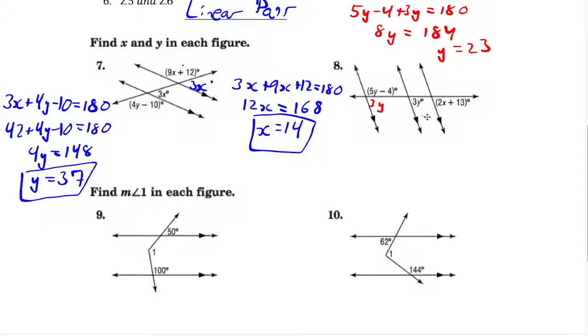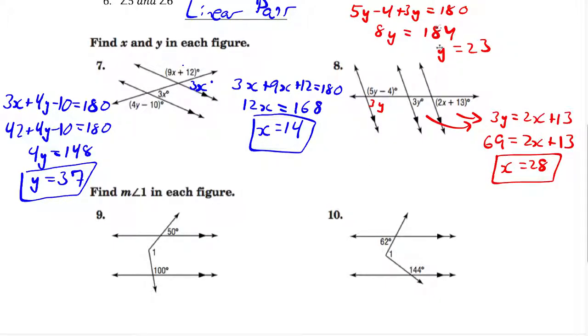Now, knowing that y is equal to 23 is helpful because I can look here and say, well, these two are corresponding. So from these two angles, I get that 3y is equal to 2x plus 13. But since I know that y is 23, 3 times y is 3 times 23, which is 69. So I get 69 is equal to 2x plus 13. So 69 minus 13. So I get that x is equal to 28. So I get x is equal to 28, y is equal to 23, and there we go.